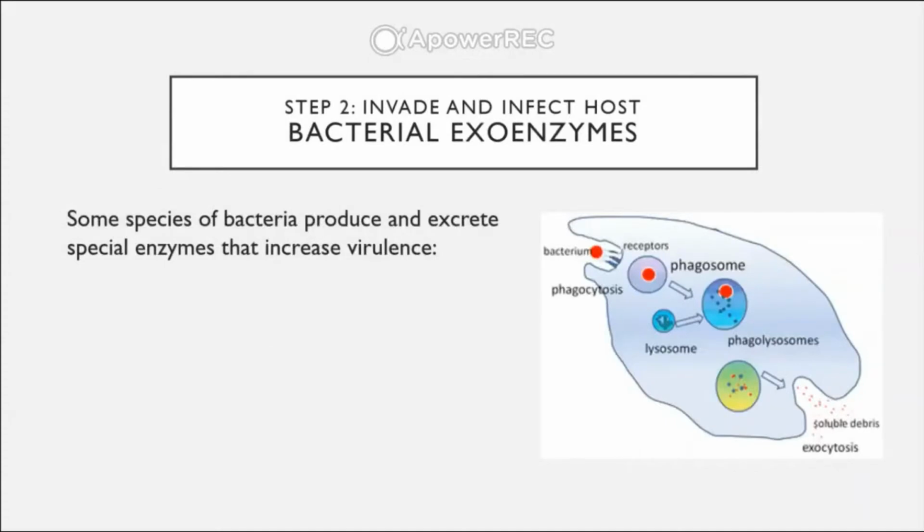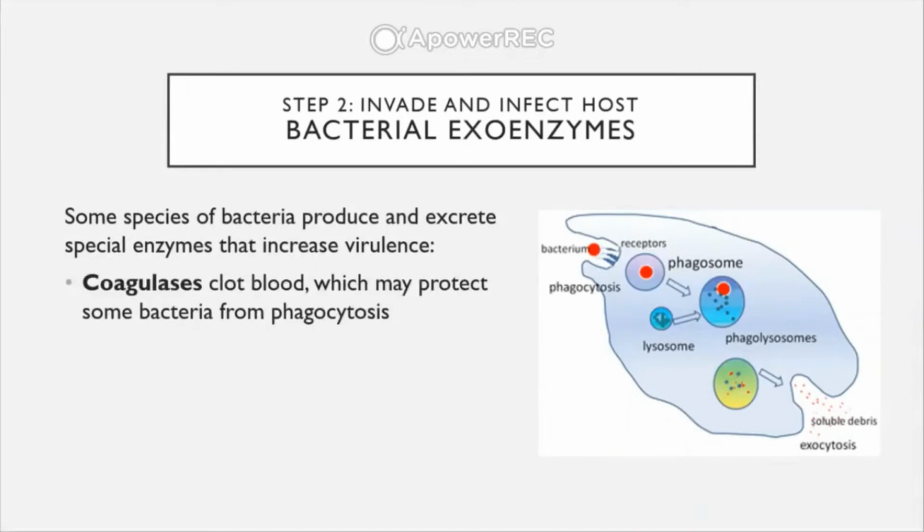And now we have bacterial exoenzymes. So bacterial exoenzymes are special enzymes that are produced by bacteria that increase their virulence. This includes coagulase, which, as the name sort of implies, clots blood. And this blood clotting can actually shield and protect some bacteria from phagocytosis.